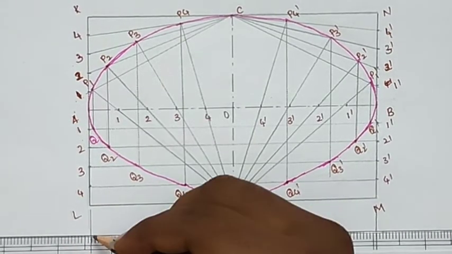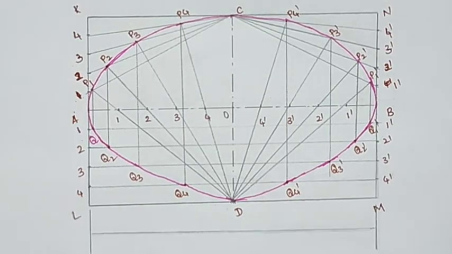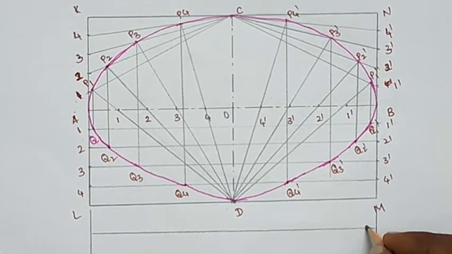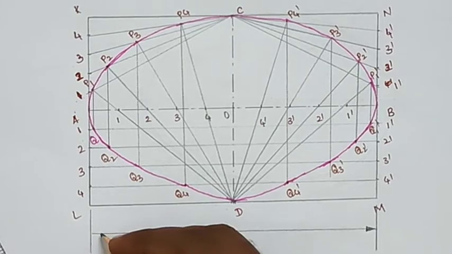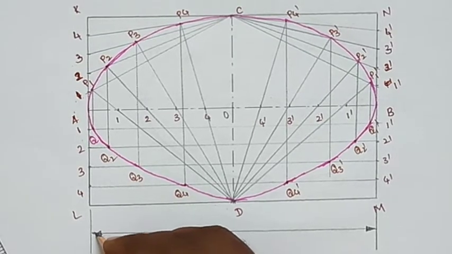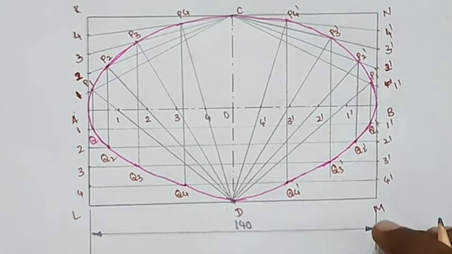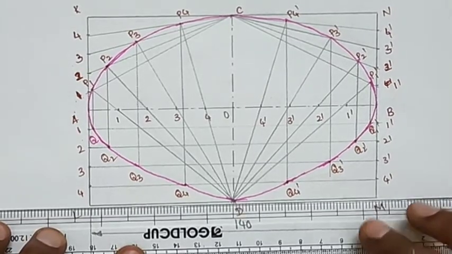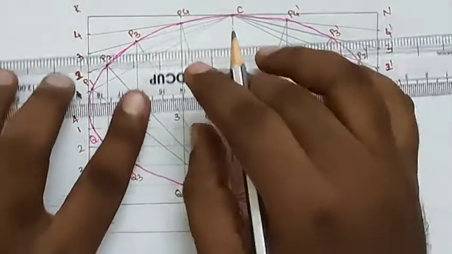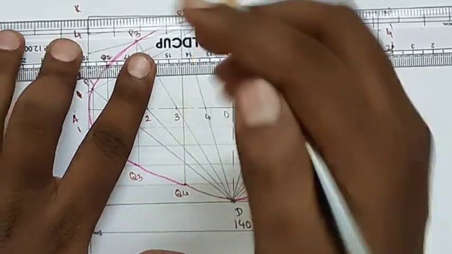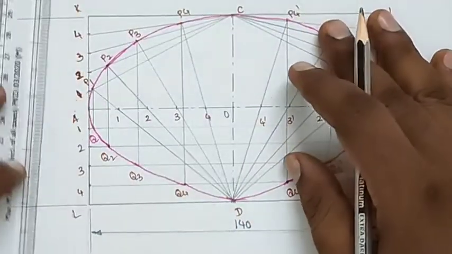Only the curve should be drawn by using your HB pencil. So after drawing this one, we will locate the major and minor axis line lengths, because they are giving the major axis is 140 mm. So we will represent the major axis, and also we will draw the minor axis line length. For the minor axis, we will just draw the extension lines.